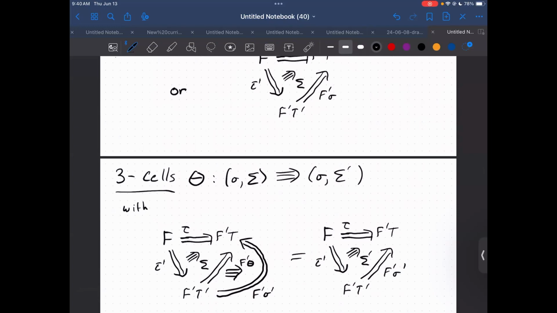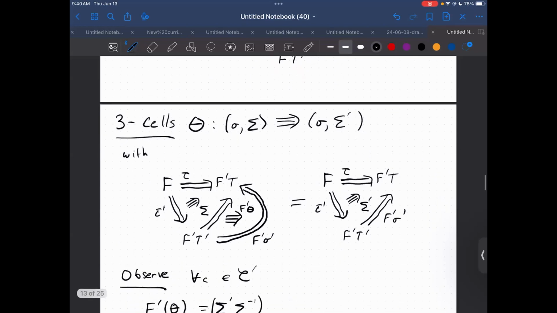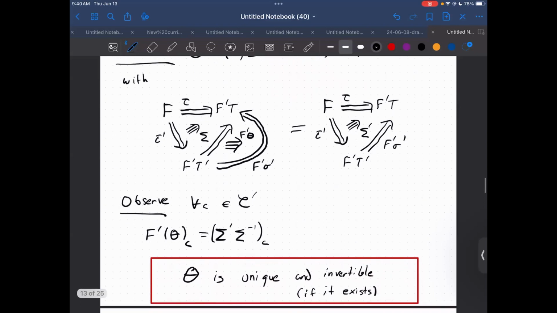So here, sigma, a priori, or sorry, capital theta, is not nice in any way. But if we just evaluate what this equation means and use the fact that f prime is faithful, and I'm in a semi-simple setting, so I reflect isomorphisms, theta is unique and invertible if it exists. So this object, which a priori was a 3 category, is actually described by its equivalence to a 2 category.